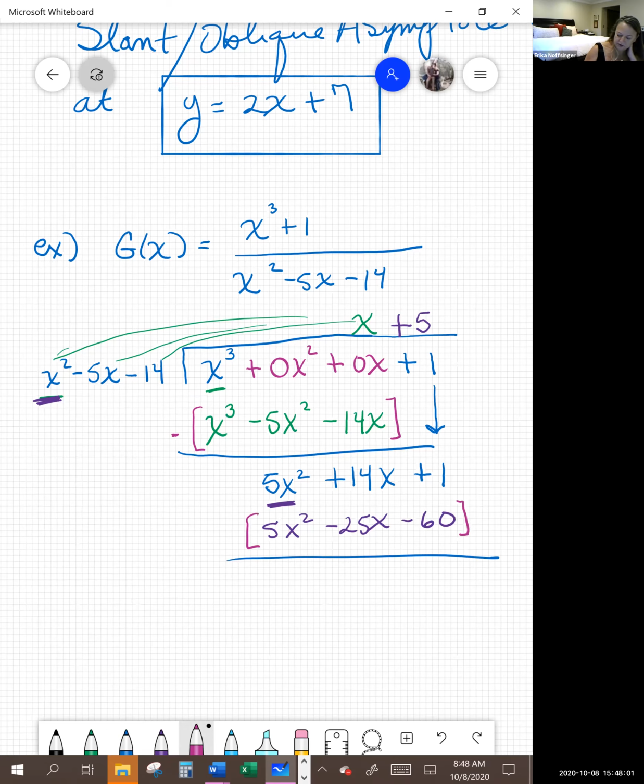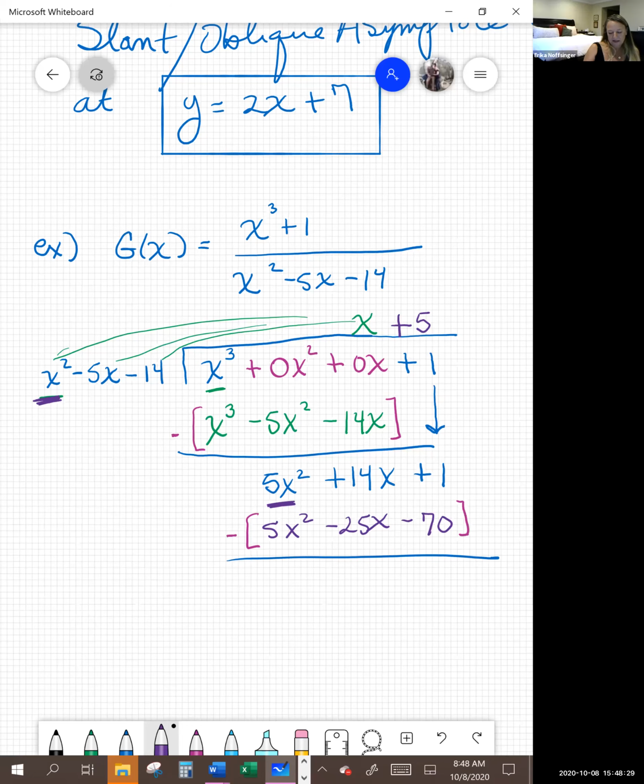I'm going to subtract this whole thing off. So 5x squared minus 5x squared cancels. Ms. Noxinger, wouldn't 14 times 5 equal 70? You're right. 14 times 5 is 70, so negative 70. Thank you.